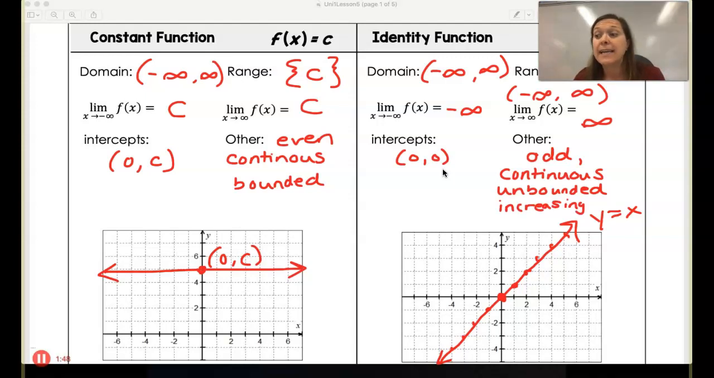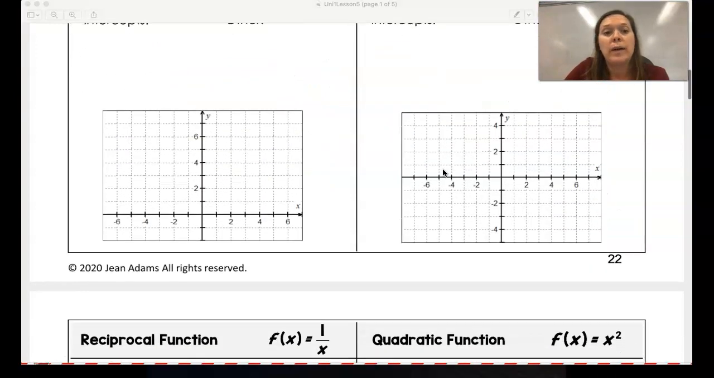Okay, so that is our identity function. Again, pause this video whenever you need to, because we got a long way to go.